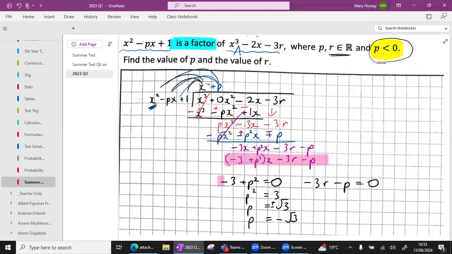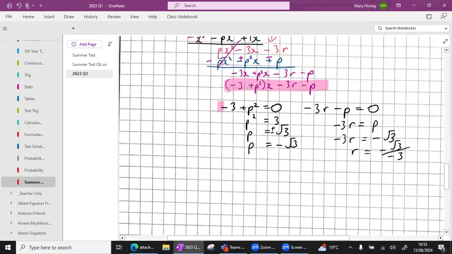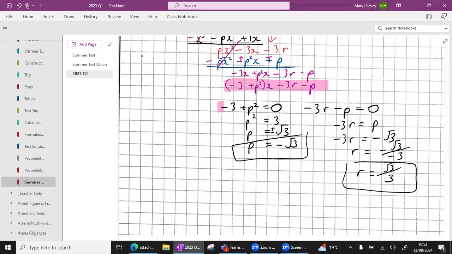Okay, so p, oh, sorry, I'm looking for the value of r. So I'm just going to move it over to the other side for a moment. So minus 3r equals p. So minus 3r is equal to, so I now know p is minus root 3. So r is minus root 3 over minus 3. So r itself is root 3 over 3. So I now have my value for r and my value for p. Okay.